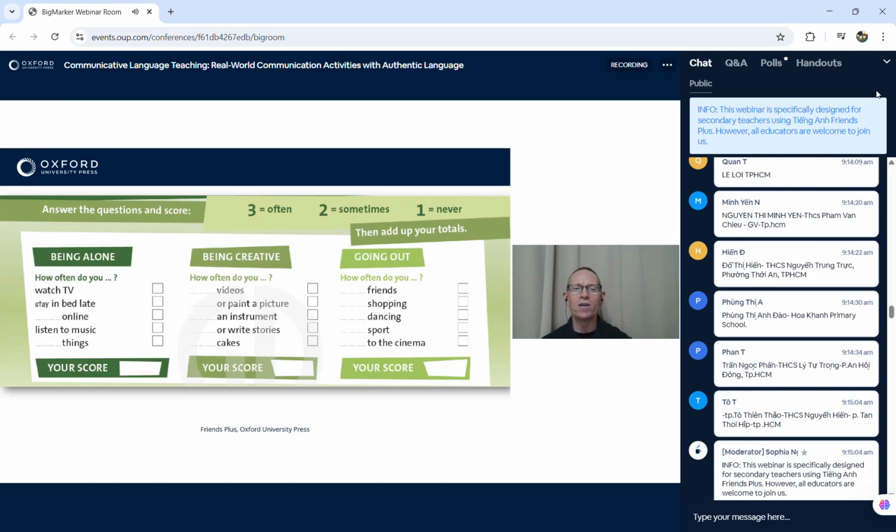So again, in a real class, students would simply check the box, write 1, 2, or 3 into the box for each activity, add up their score, and then share their score with the partner. We're then going to listen to an audio passage of somebody talking about the same topic. But if you want to get even more communication practice with your students, we can do a fun game.